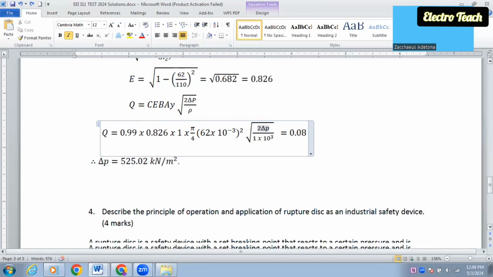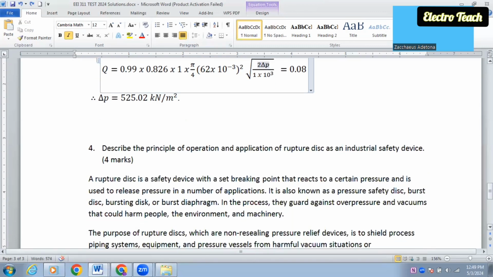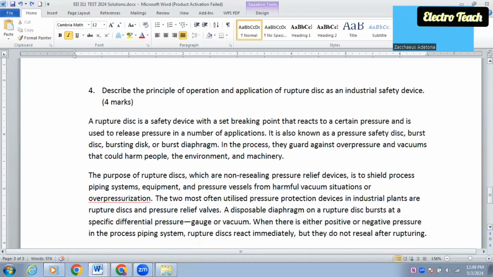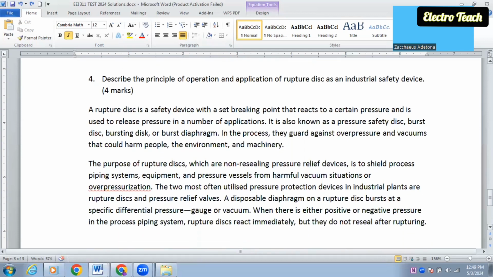Question number 4 is a theoretical question that deals with safety devices in the industry, where we are dealing with a ruptured disc as an industrial safety device. So the question says, describe the principle of operation or an application of a ruptured disc as an industrial safety device.